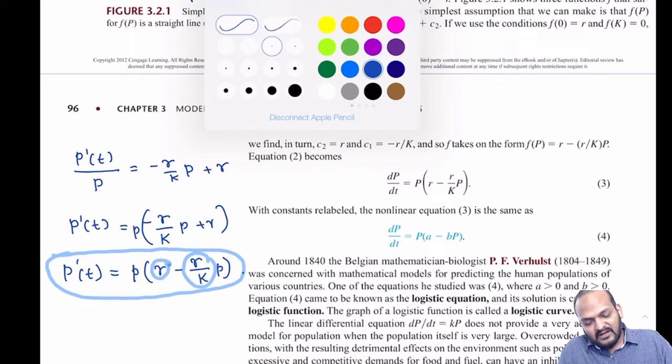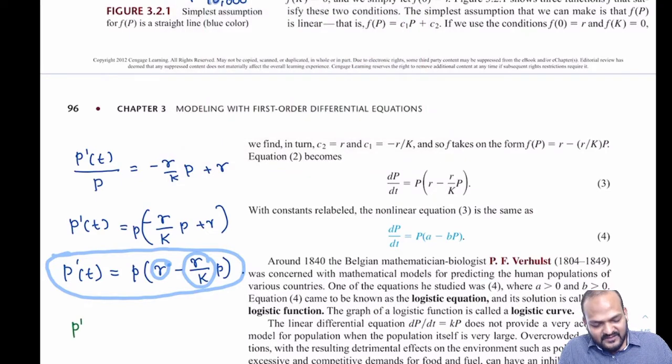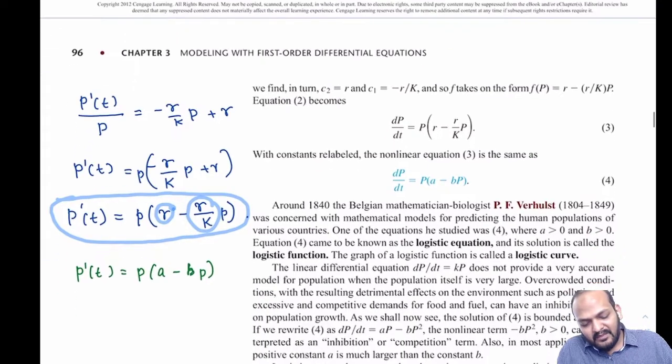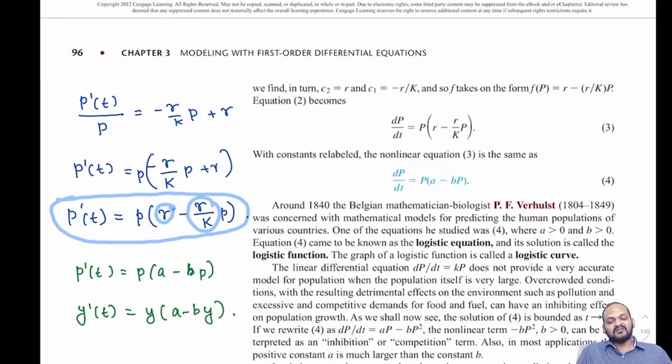We can treat this in general as P prime of t equals P times (A minus B P). If you want to make it even better, you can say this is y prime of t equals y times (A minus B y), right? That is a differential equation that we have. And by the way, if you take a look at this differential equation, this is an autonomous differential equation.